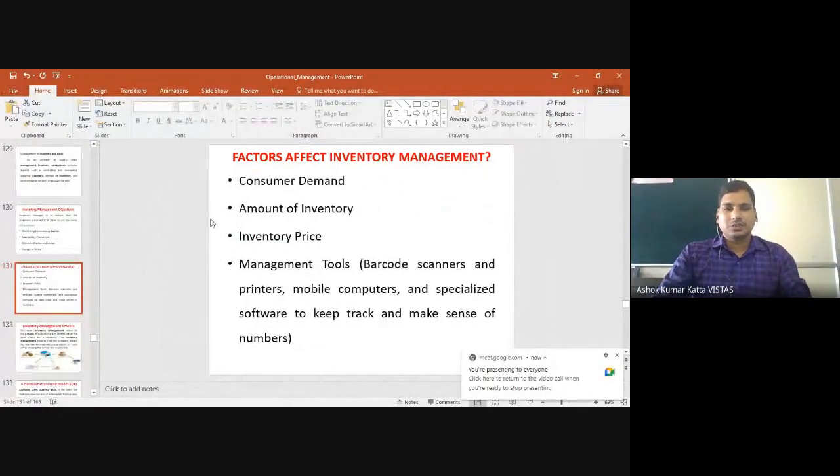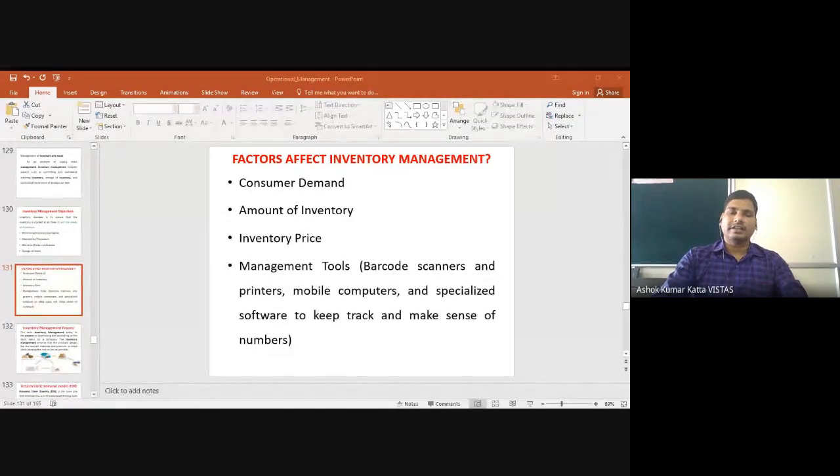Okay. Next one, we are talking about what factors will affect inventory management. If you are acting as an inventory manager, what factors will influence you to buy a huge quantity of material or a lower quantity of material? What is the quality of material you want to buy? Here, certain factors are there. First one, consumer demand.